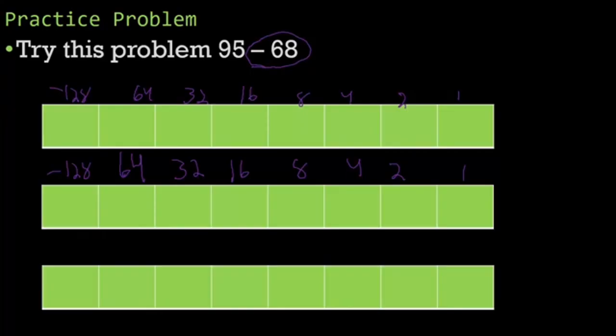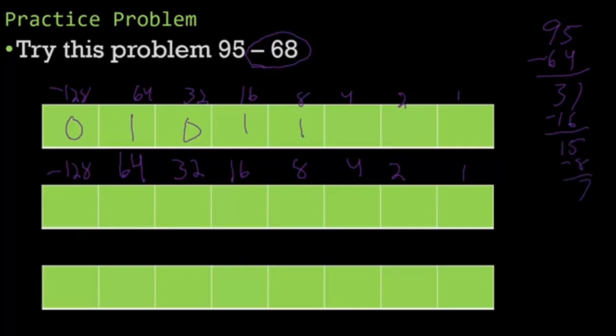Let's start with 95. I don't need a negative 128. I do need a 64. And 95 minus 64 is going to be 31. Can't use a 32. I can use a 16, and that comes out to 15. I can use an 8, and that's going to come out to 7. I can use a 4, which will get me to a 3, and that means these two need to be filled out, and that is positive 95.